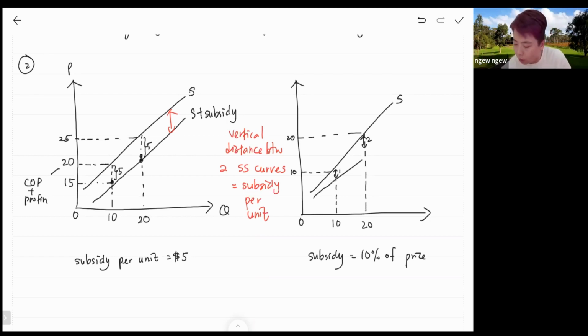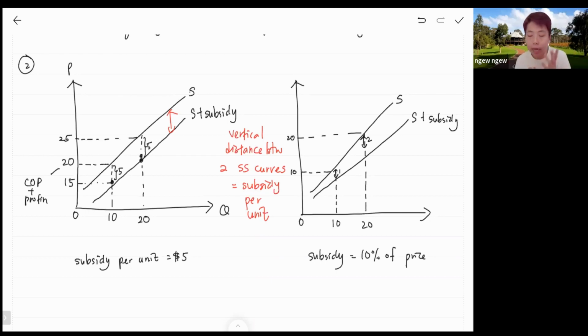So you will see that the two curves actually diverge. Diverge because the vertical distance between the supply curves will increase when the price rises, because the higher the price, the 10% value will be worth more. So when the price is 10, 10% is $1. When the price is 20, 10% is $2. When the price is 30, 10% is $3. That's how it works. So now these are two different subsidy systems, just like indirect taxes.